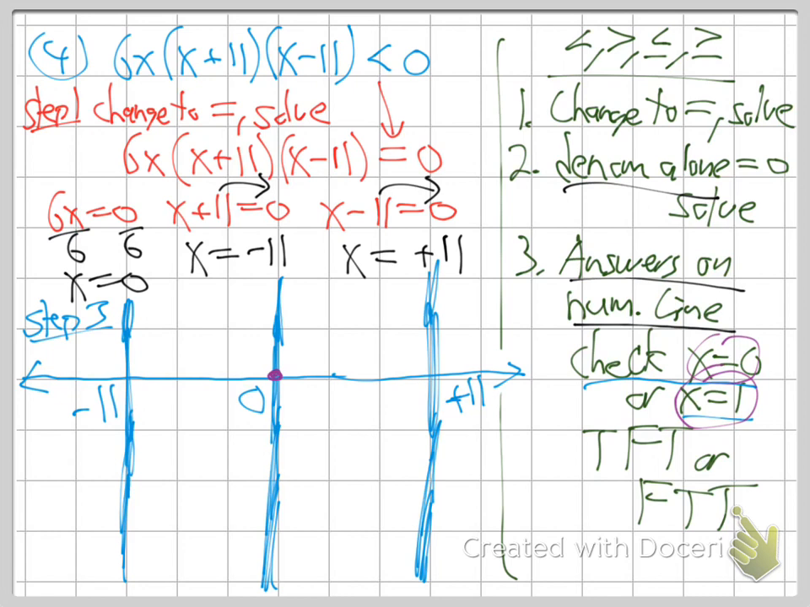Remember, you're like an electrician checking for power. We're just taking our little multimeter and sticking it in various sections saying, is there power here? Is this line hot? Is there power in this spot?